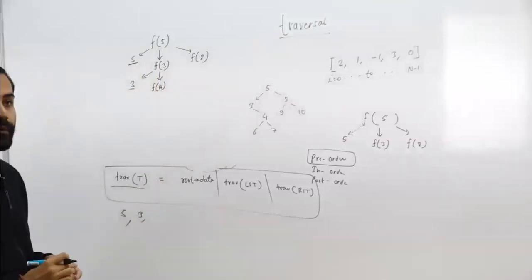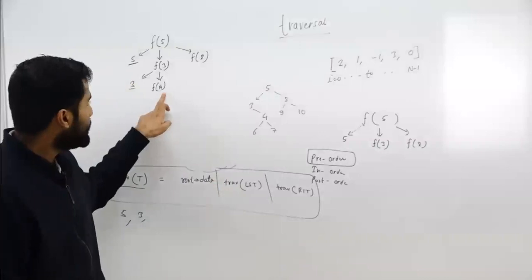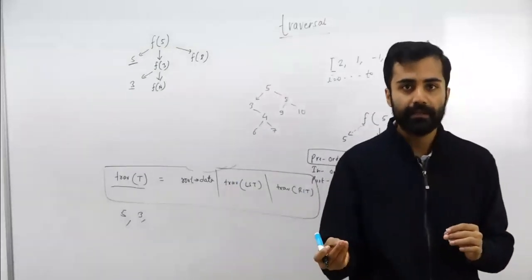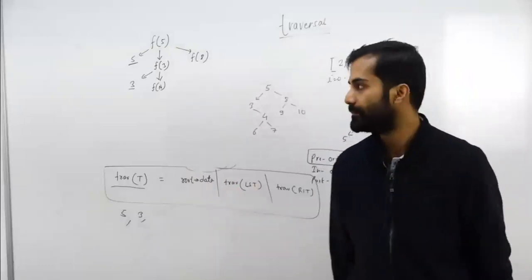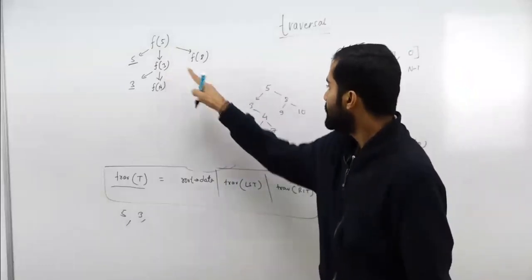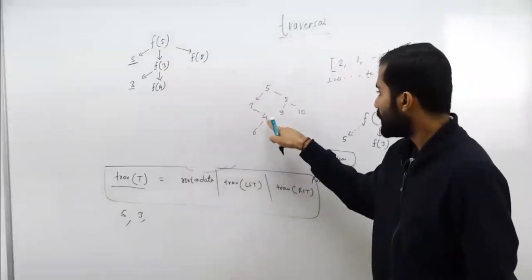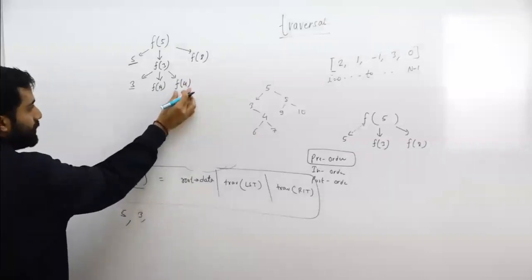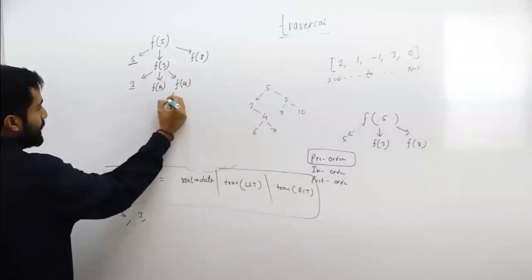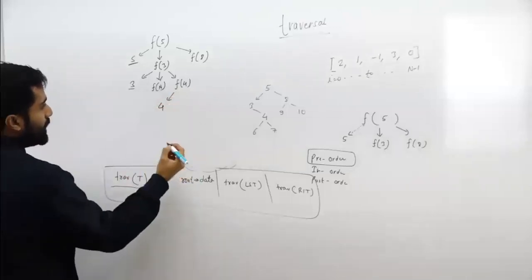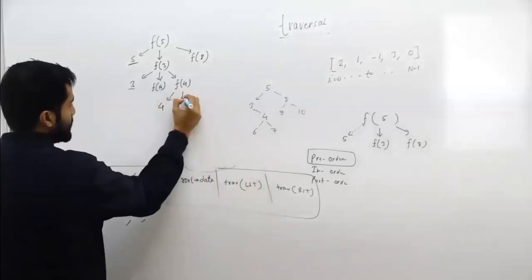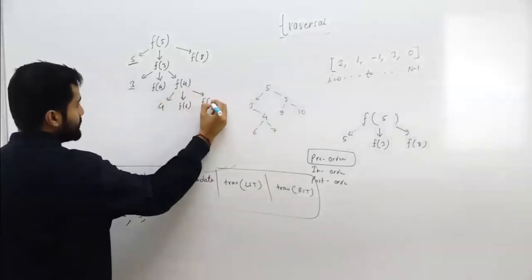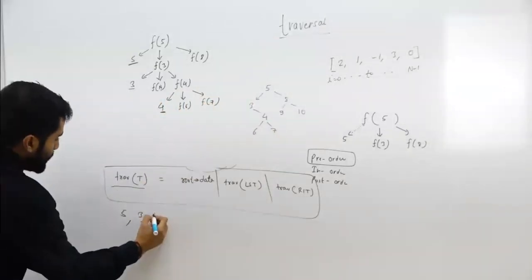Now at f of null, you will not do anything, because what is the meaning of f of null? It means that you are trying to traverse an empty tree. An empty tree does not have anything, so nothing is to be done. Again, coming back to f of 3, you had called the left subtree, so now you will call the right subtree, which is f of 4. Again, at f of 4, what will you do? You will first print the node 4, and then you will make a call to the left subtree, which is rooted at 6, and then you will call the right subtree, which is rooted at 7. So after 3, 4 got printed.